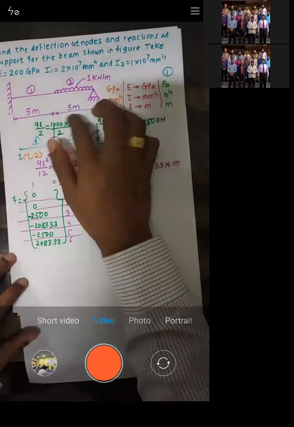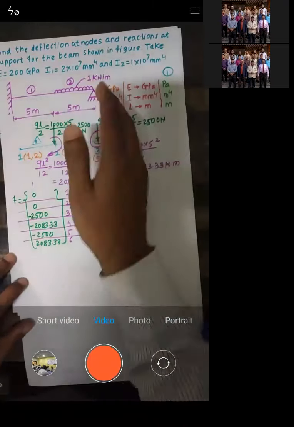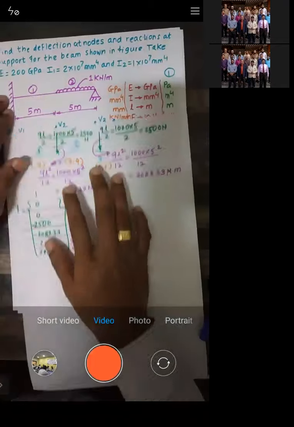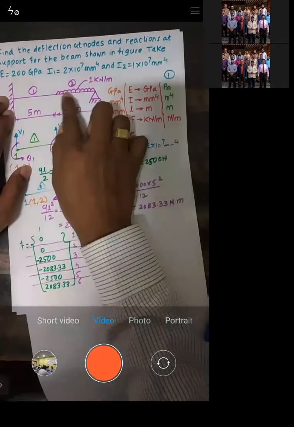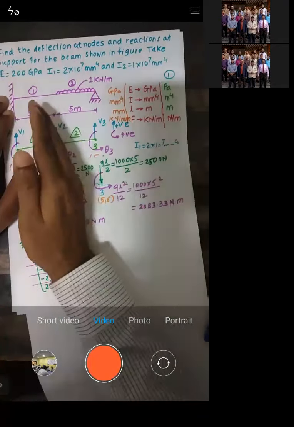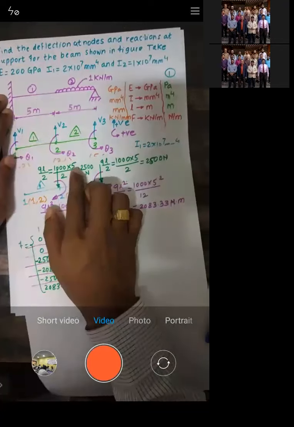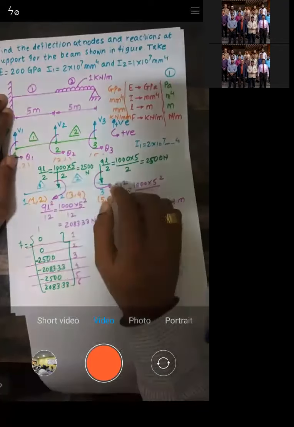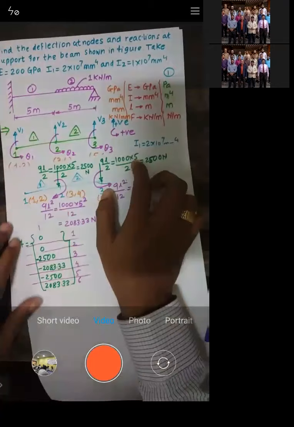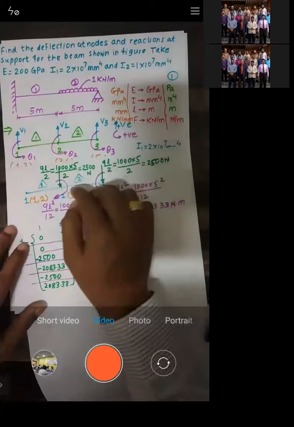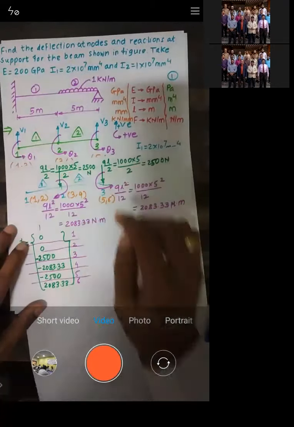Out of this 5,000, we will split half at node 2 and half at node 3. So at node 2, it will be 2,500. At node 3, it will be 2,500, right? Obviously, it will act in a downward direction. So that direction I've considered, right?